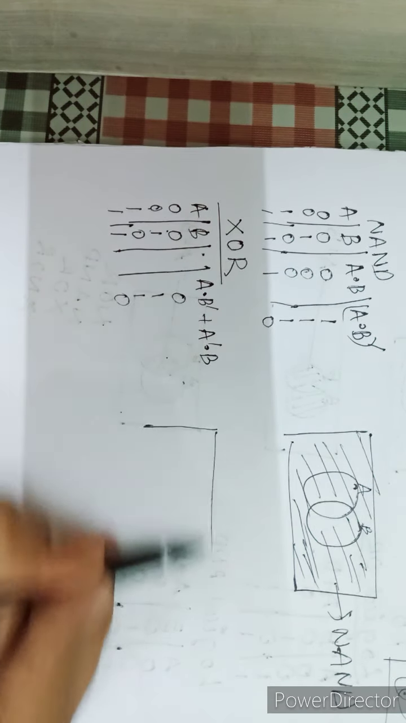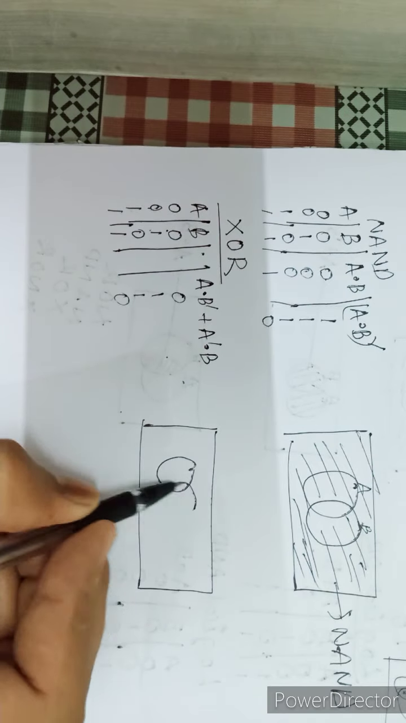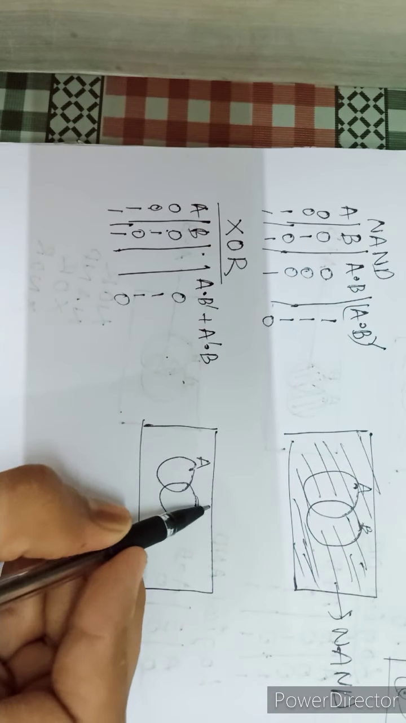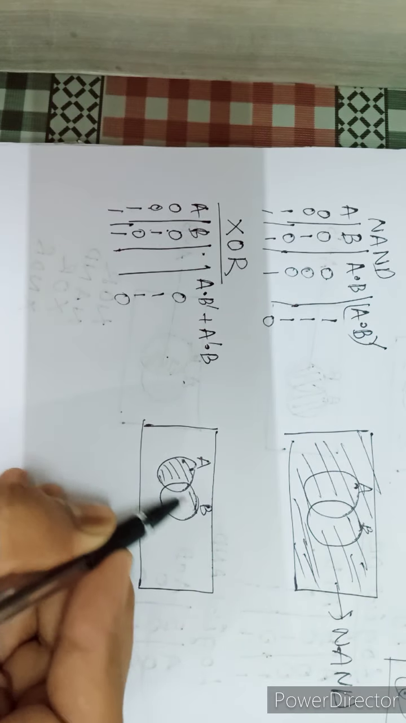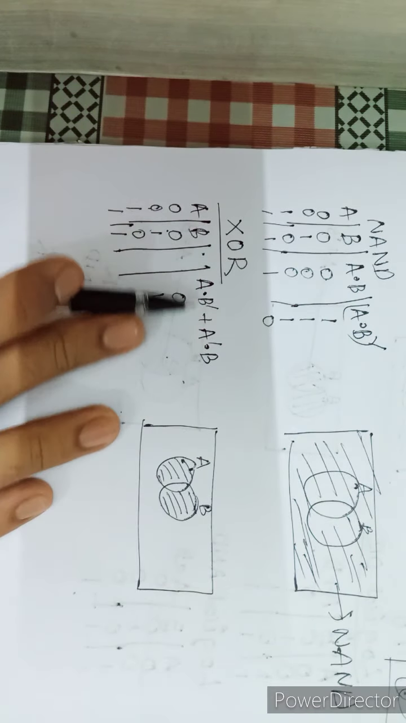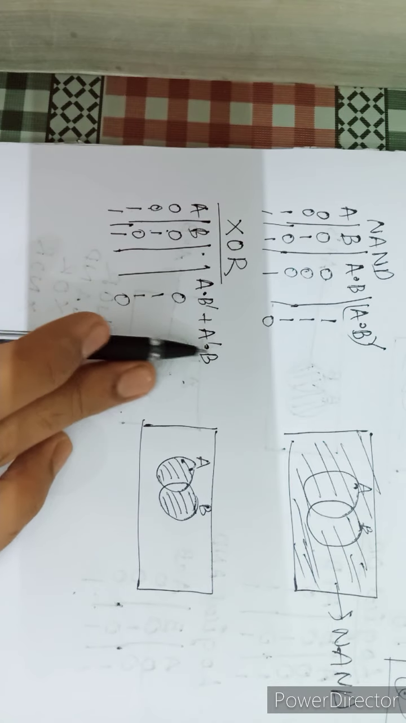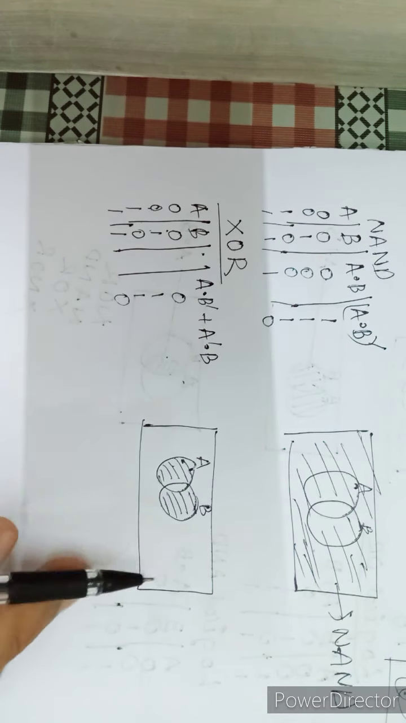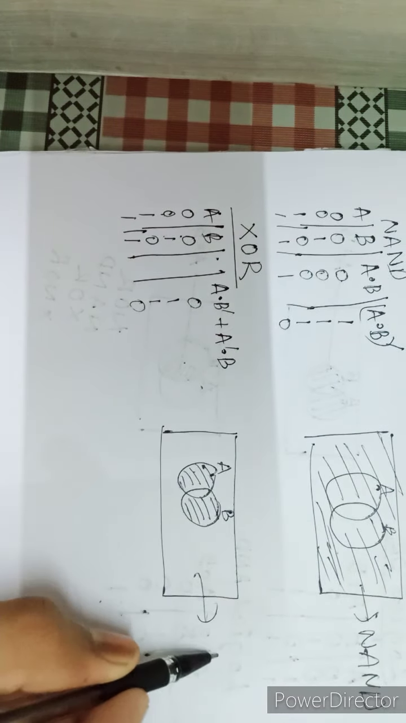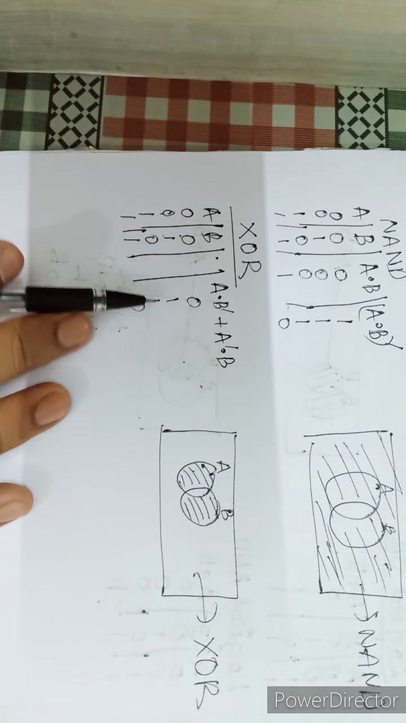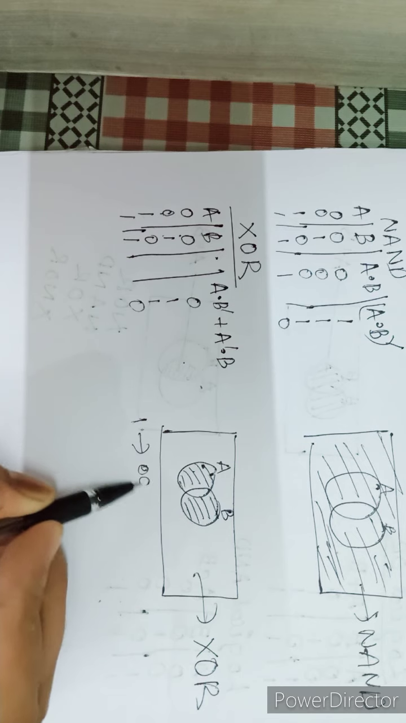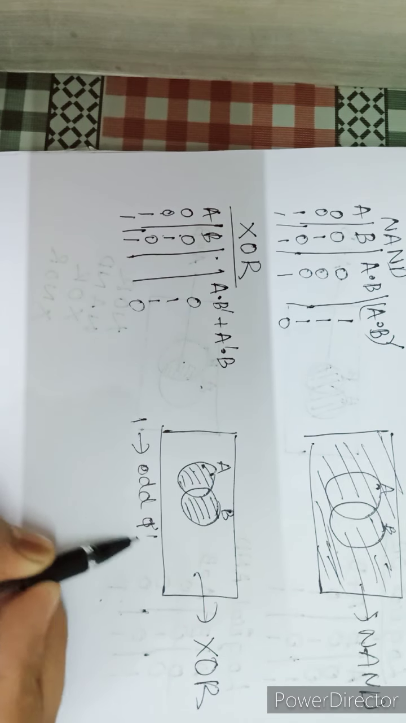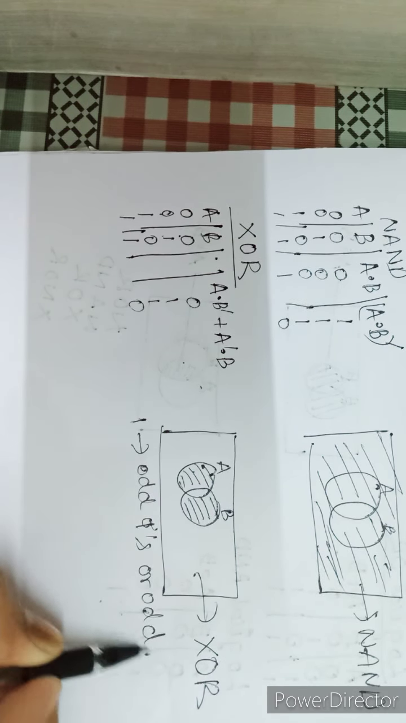The Venn diagram for this exclusive OR is A, B. So the Venn diagram will be A dot B whole bar plus A bar dot B. So this one is the representation of XOR. So remember that it will give 1 only when an odd number of ones or an odd number of zeros are there.